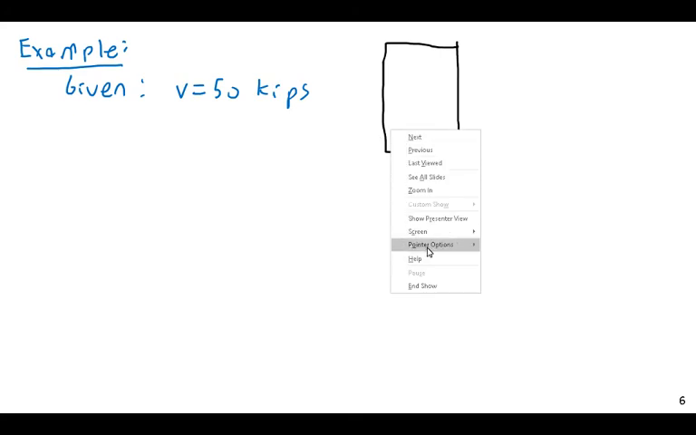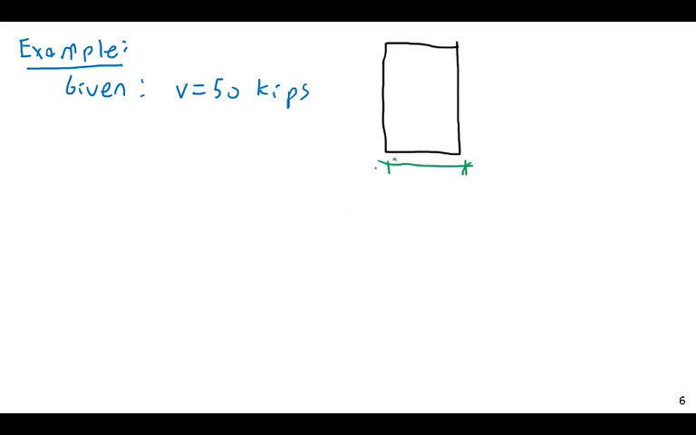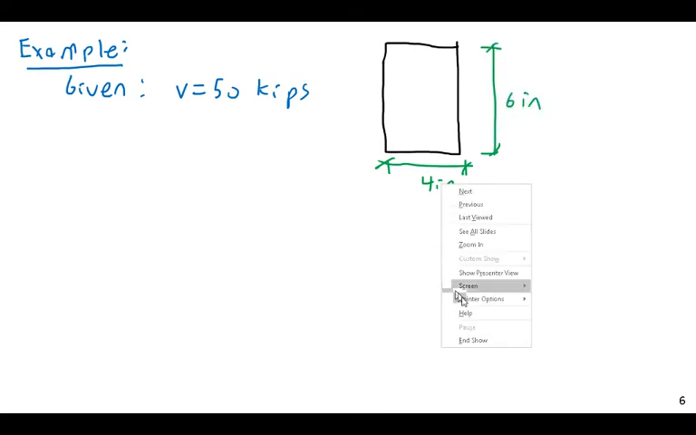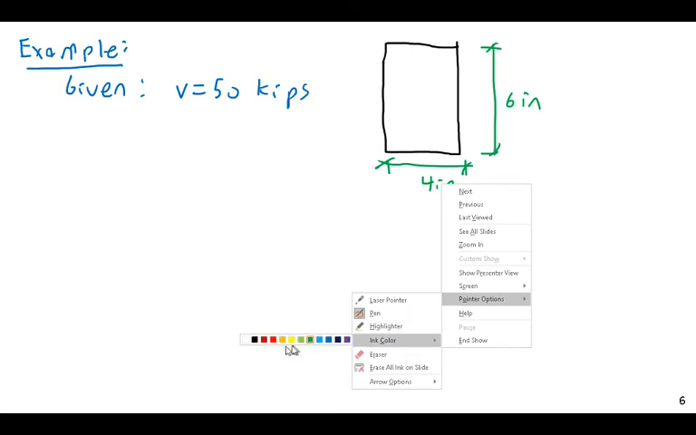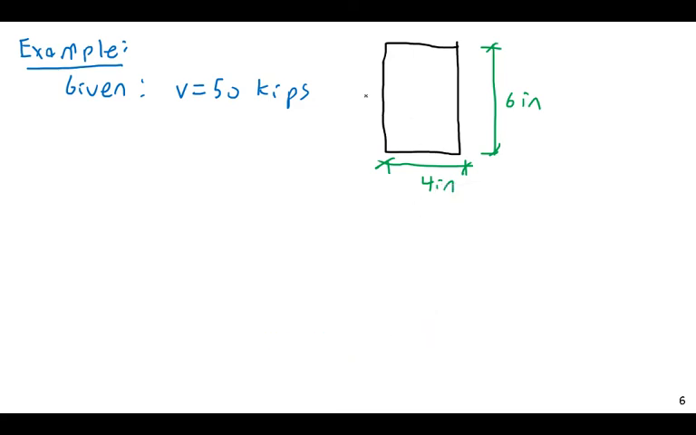Okay. And this beam is going to have a width of 4 inches and a height of, let's say, 6 inches. All right. Now the neutral axis will be located here, right at the middle. For a rectangle, it's nice and symmetric. We don't have to worry about it. The neutral axis will be located right at the middle.